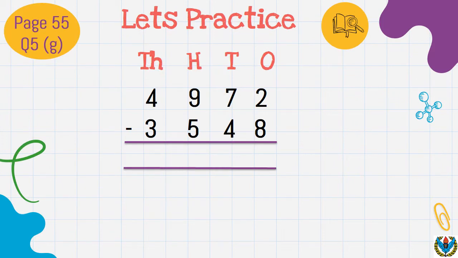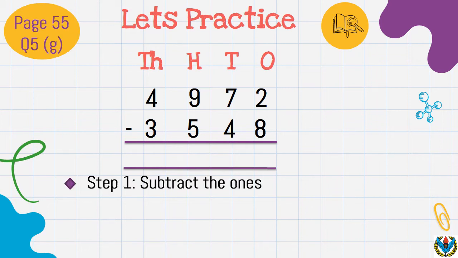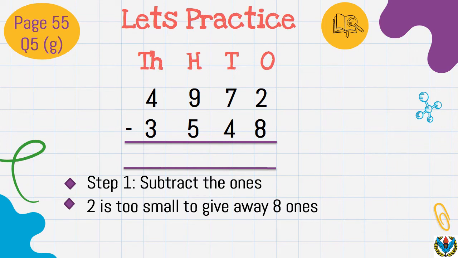In order to apply these rules, let's practice question number 5 part G from page 55. In this question you have to subtract 3548 from 4972. The bigger number is at the top and the smaller number is placed at the bottom. First step is subtract the ones. When we start from the ones column, you can see that the number at the top is smaller than the number at the bottom. 2 is too small to give away 8 ones.